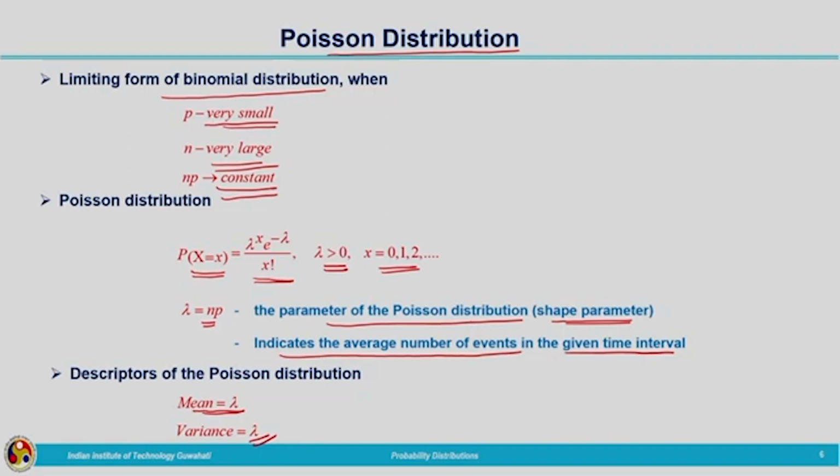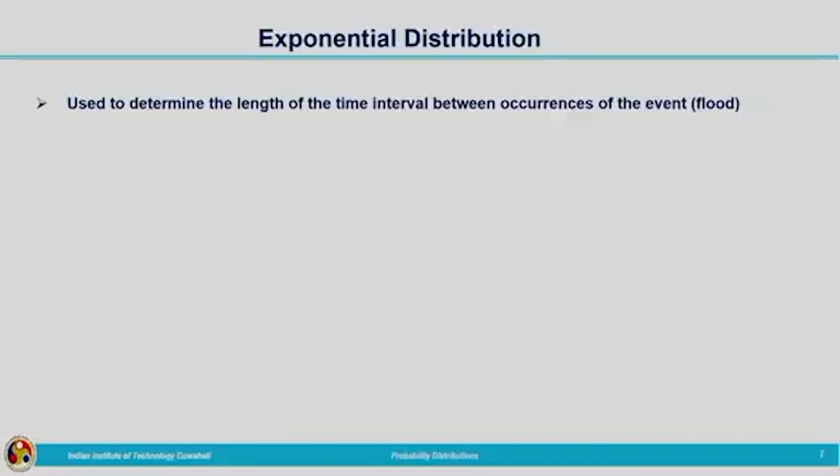Some others are also there that you study when you go to an advanced level. So, here we have seen two discrete probability distribution functions, that is binomial distribution and the Poisson distribution. Now, let us move on to the continuous probability distribution functions. First one we are going to discuss is exponential distribution.